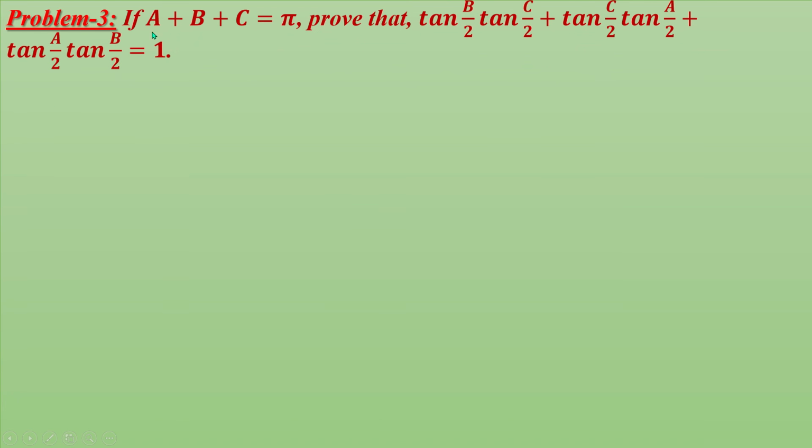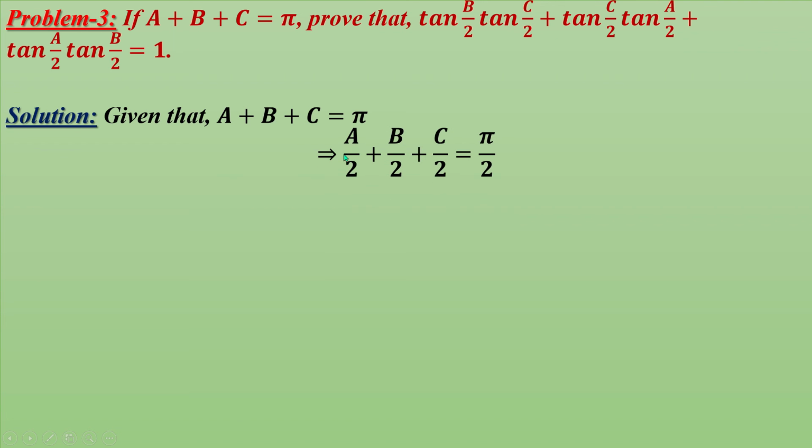Given condition, problem 3, a plus b plus c equals pi. We have to prove that tan(b/2) tan(c/2) plus tan(c/2) tan(a/2) plus tan(a/2) tan(b/2) equals 1. Solution: given that a plus b plus c equals pi, this implies a/2 plus b/2 plus c/2 equals pi/2. That means dividing on both sides by 2, we get this.